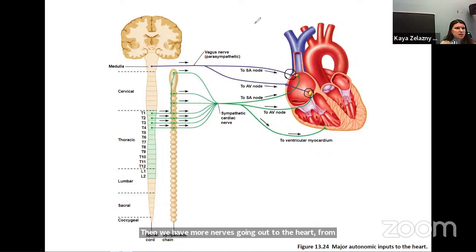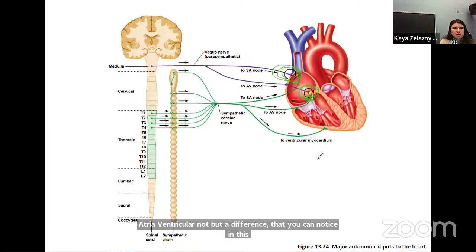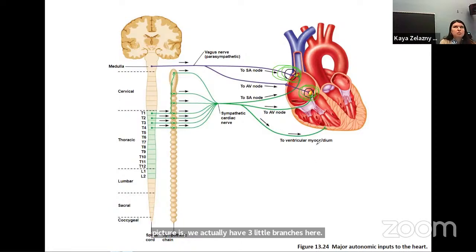So the places that we're going with those sympathetic nerves, just like the parasympathetics, we are going to the SA node, the sinoatrial node. Just like the parasympathetics, we are going to the AV node, the atrioventricular node. But a difference that you can notice in this picture is we actually have three little branches here. All right, so a place that our sympathetic nerves go that the parasympathetics do not is to the ventricular myocardium, so to the muscle of the ventricles. So only our sympathetic nerves are going to the ventricular muscle itself.